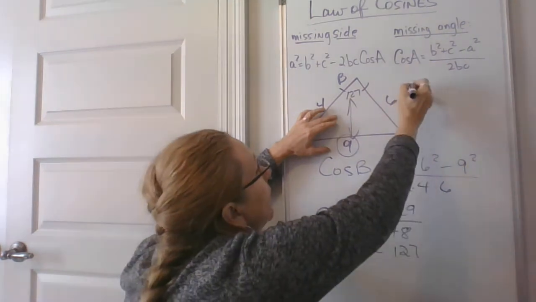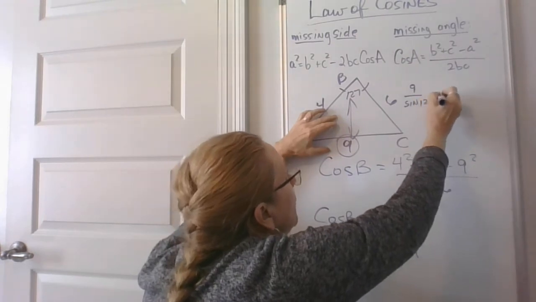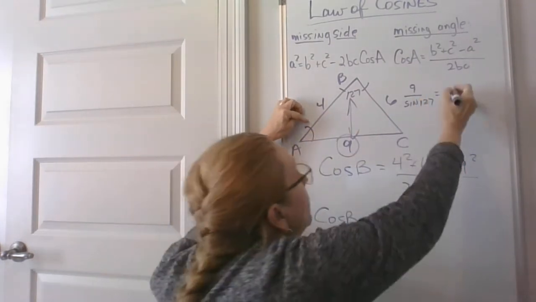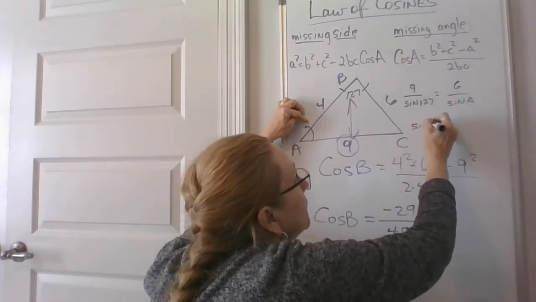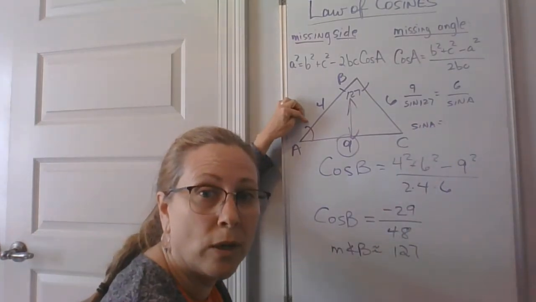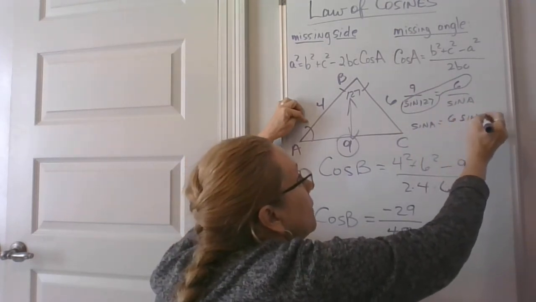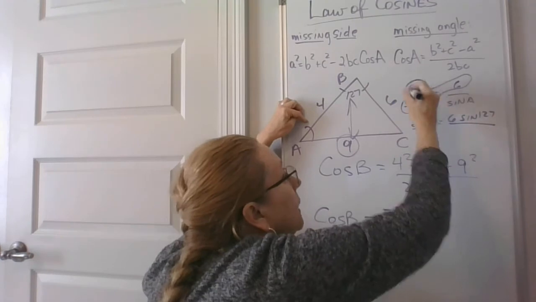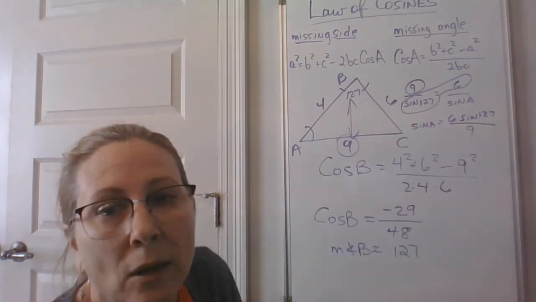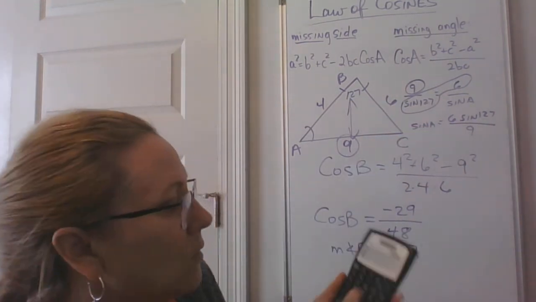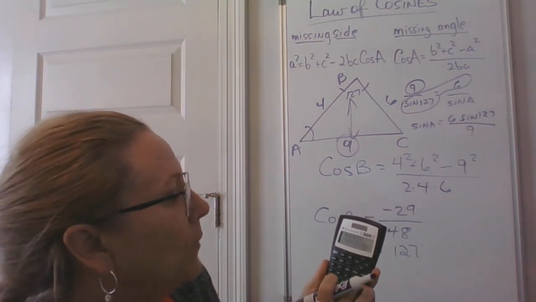So 9 over the sine of 127 equals, let's go ahead and solve for that A now, 6 over the sine of A. And again, we're solving for an angle, so we're going to be using our inverse function. We're going to multiply across, 6 sine of 127 over 9. Now, you could do sort of like we did here and solve the numerator and the denominator, but you can put it all in at once. So I'm going to hit 6 sine 127 equals divided by 9.